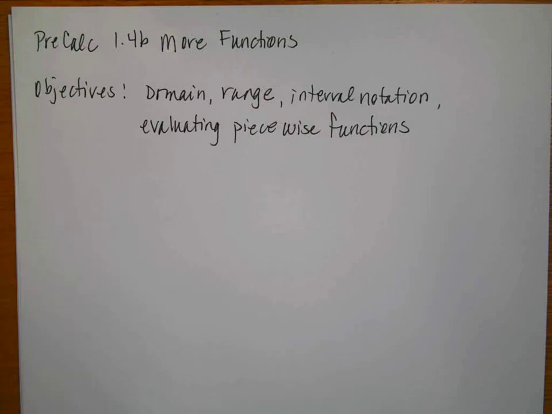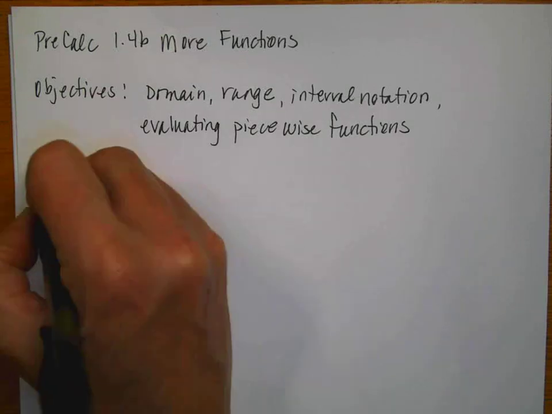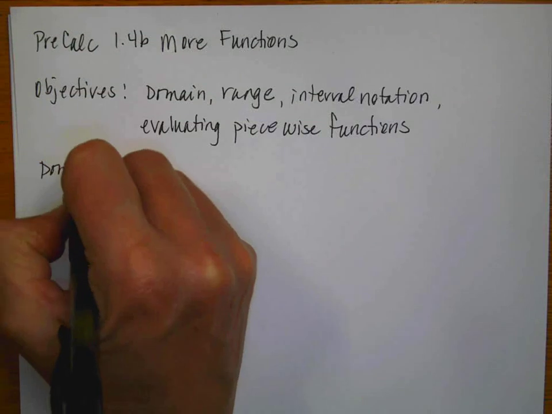Howdy, math humans. We are going to do 1.4b today. We're going to be talking more about our functions. Our objectives are that we're going to talk about domain, range, interval notation, and evaluating piecewise functions. Grammar is a bonus. All right, so let's start with domain.